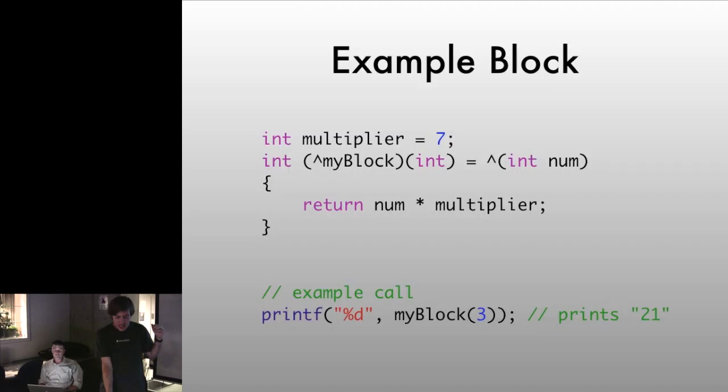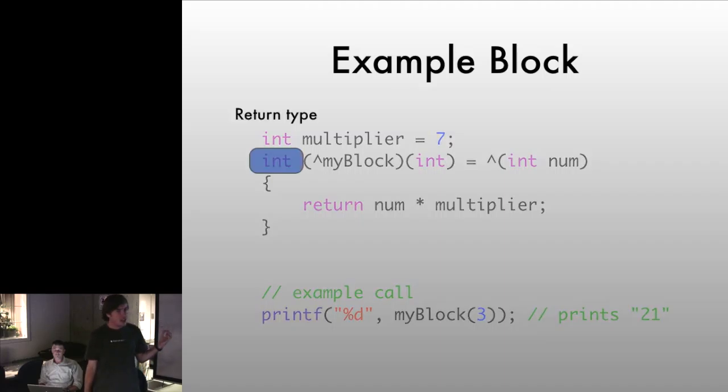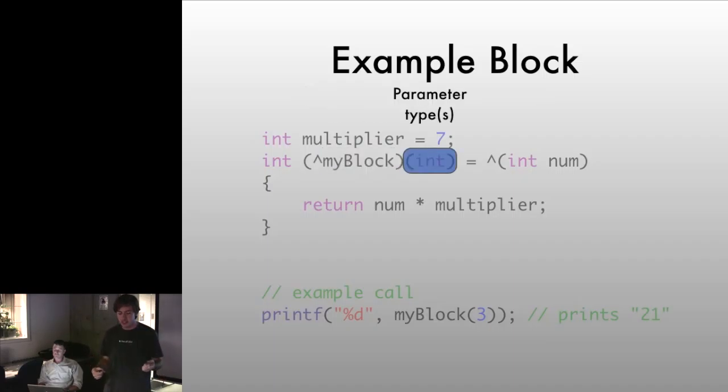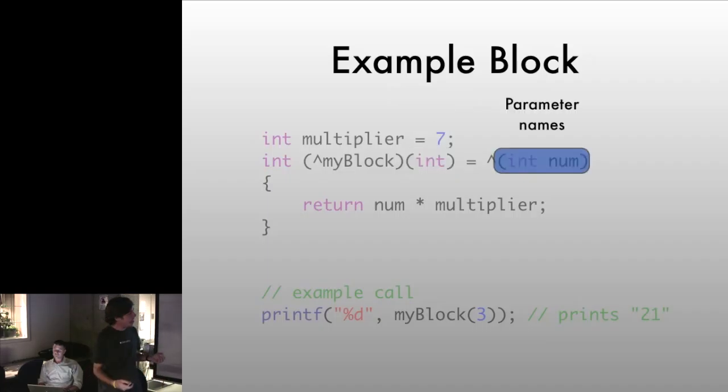So the way to break this down is the first thing is the return type of the block. And then there's this funky thing with the caret. The caret basically means I'm declaring a block. And then the next thing here is the name of the variable that represents that block. In the next set of parentheses are a list of parameter types. And then pretty much everything else is what's called a block literal. So the parameters here and the contents of the block are a literal block.